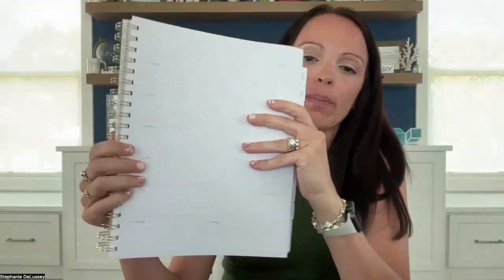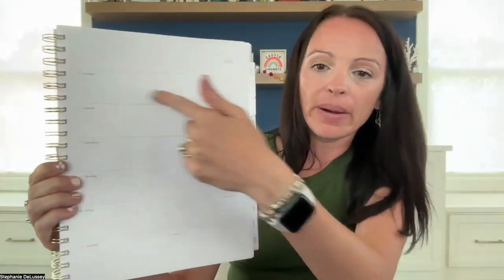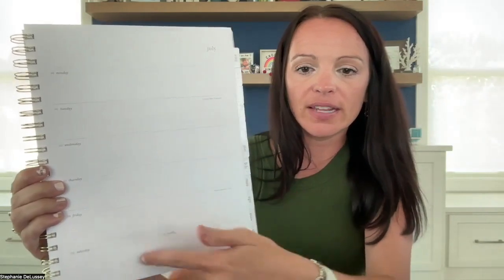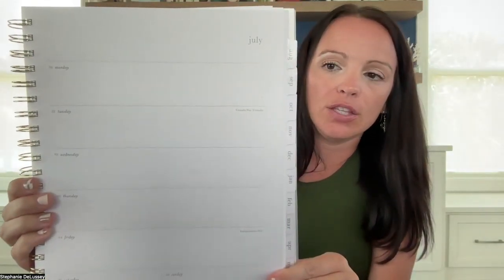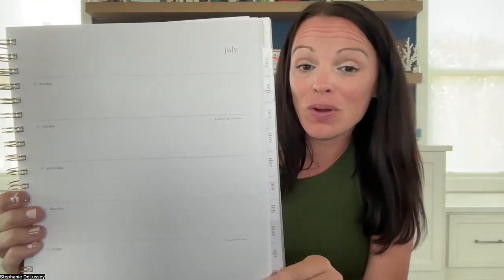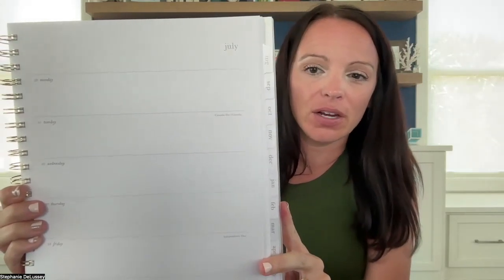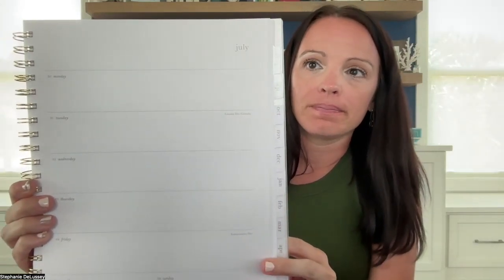So this is the left side. And then if you flip it over, here is your right side to do your lesson planning. Monday, Tuesday, Wednesday, Thursday, Friday, Saturday, Sunday. So you could do a very basic rundown of lesson plans here, small groups, but it's not like a full-fledged lesson planner. Let's jump to March just so I can show you.